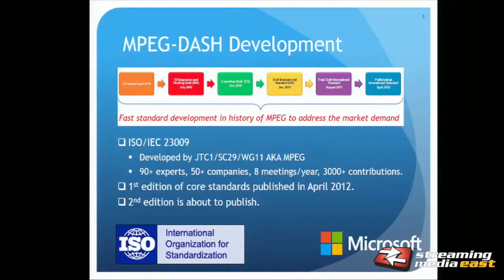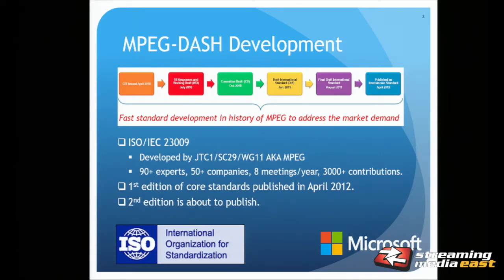So starting quickly, I just want to give a very short overview of where MPEG-DASH is. The standard has been developed by ISO IEC JTC1. The standard name is 23009, and it has 4 different parts. It took something over 90 experts, 50 companies, 8 meetings a year, maybe 3,000 contributions to develop these standards over a period of 3 years.